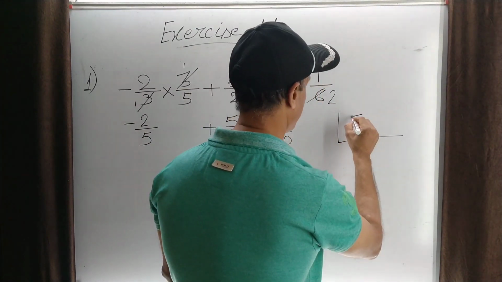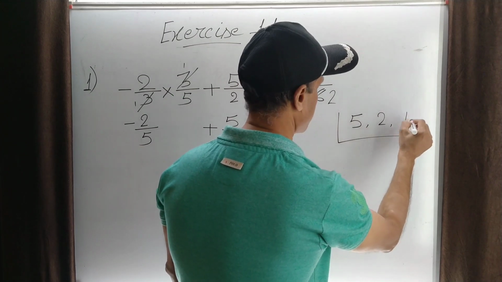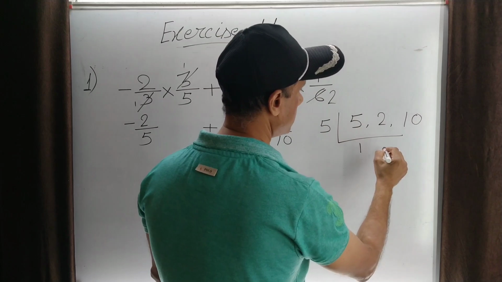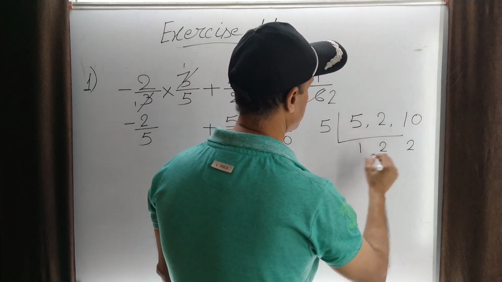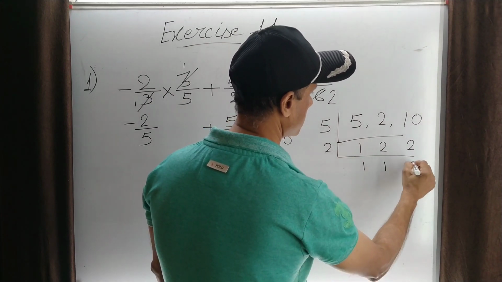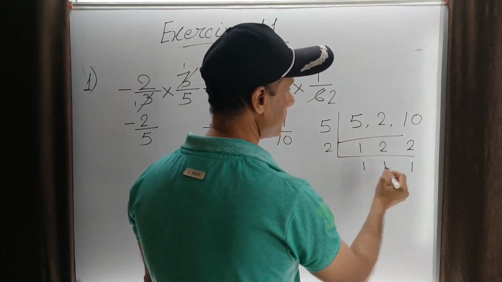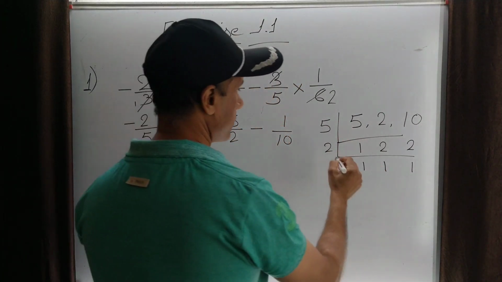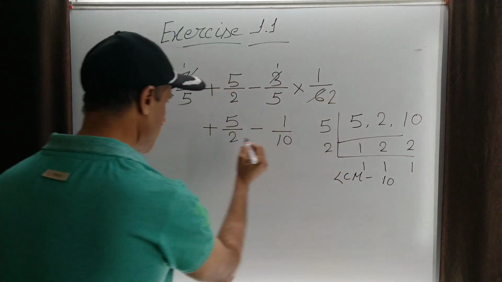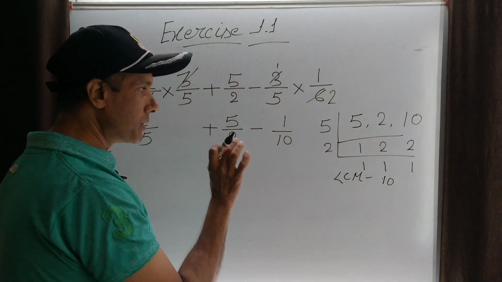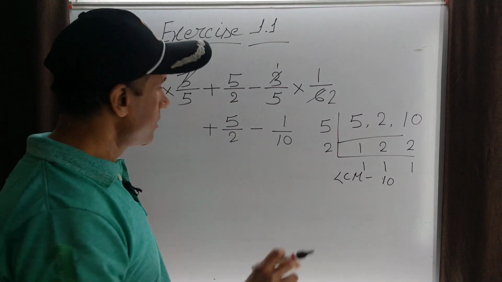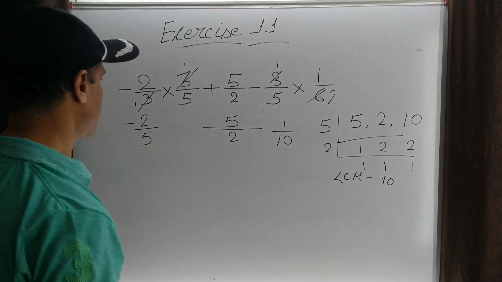So the LCM of 5, 2 and 10. We take 5 first, divide: 5 gives 1, 2 remains as such, and 10 gives 2. Again with this, 1 remains 1, and we keep on dividing till we get all 1s. So the LCM is 5 into 2, that is 10. So the concept is clear. The idea is to get the minimum possible common denominator, that is the least common multiple of these numbers, the LCM.